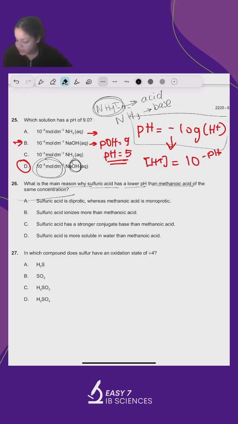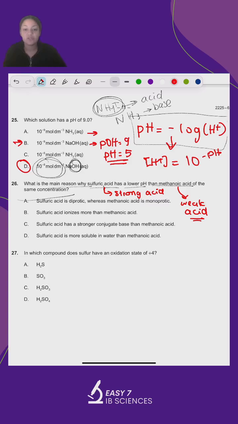Absolutely. So sulfuric acid we know is a strong acid. We also know that methanoic acid is a weak acid. So weak acids basically are less likely to dissociate in water. Because they're less likely to dissociate in water, they're not going to give off that proton, that H+, and we know that the ability of acids to give off that proton or dissociate is how strong they are. So methanoic acid is a weak acid.